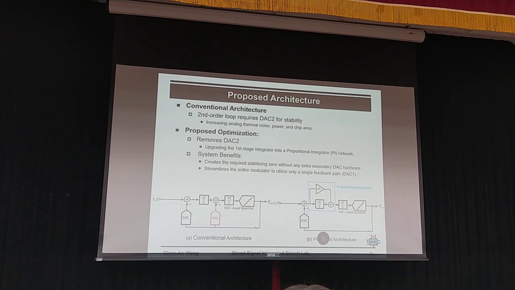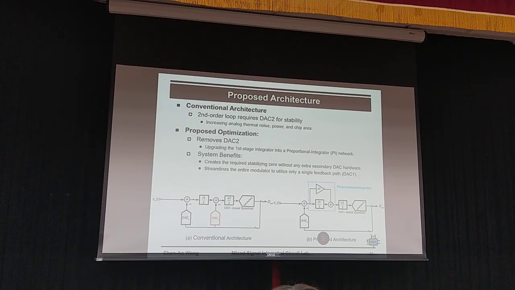This slide demonstrates how we break through the traditional design bottleneck by eliminating the secondary feedback path. In figure A, which shows the conventional architecture in a traditional second-order continuous-time modulator, an independent secondary feedback path is typically required to guarantee closed-loop system stability. However, this extra path introduces significant side effects.